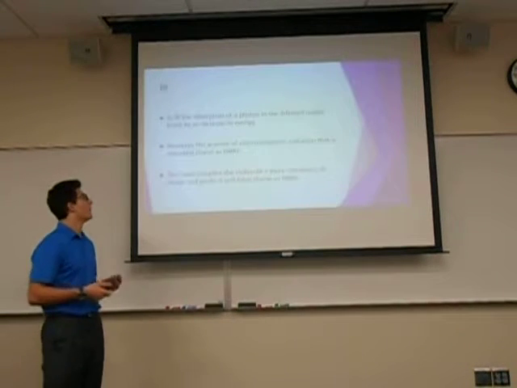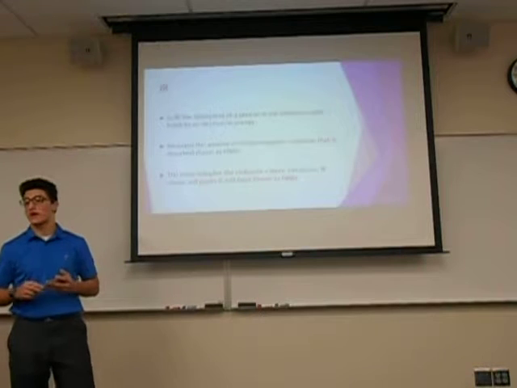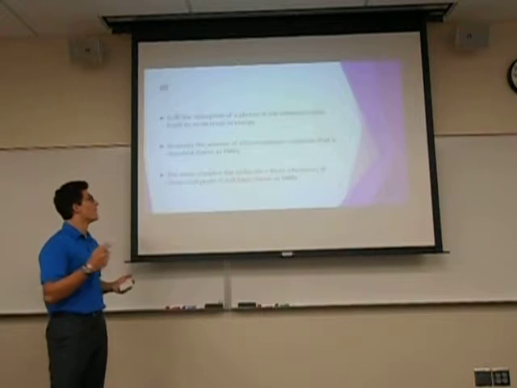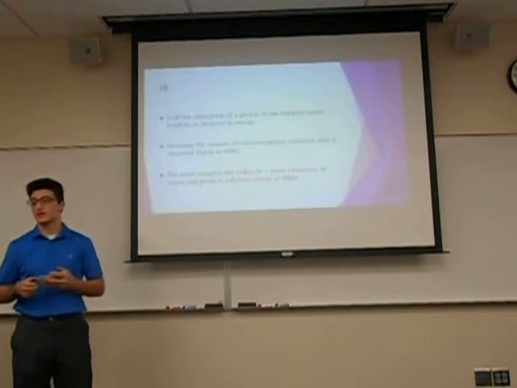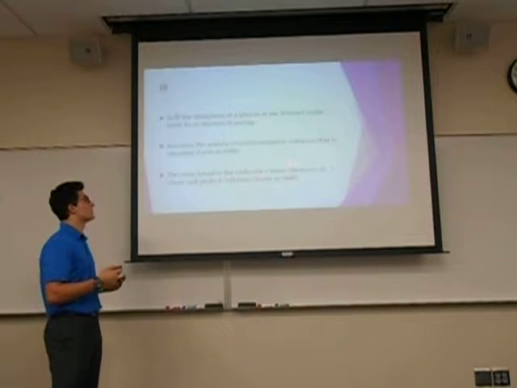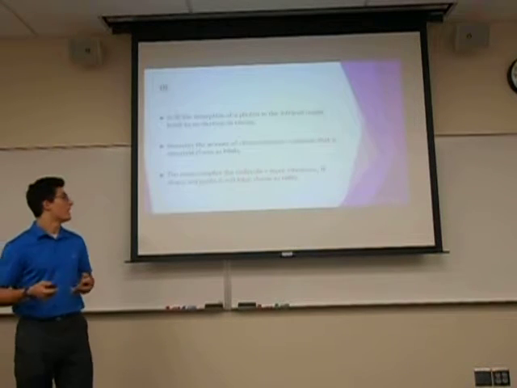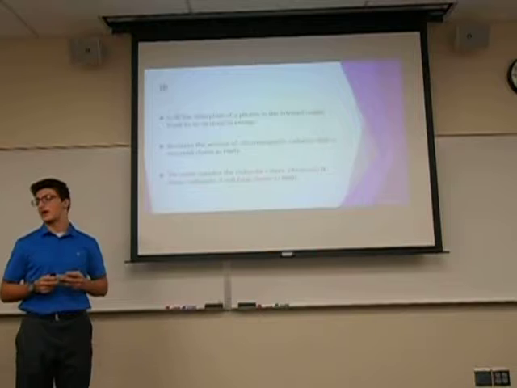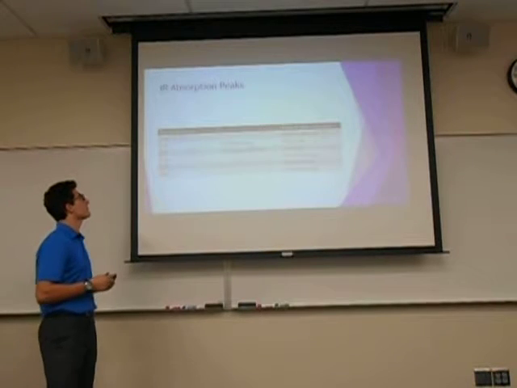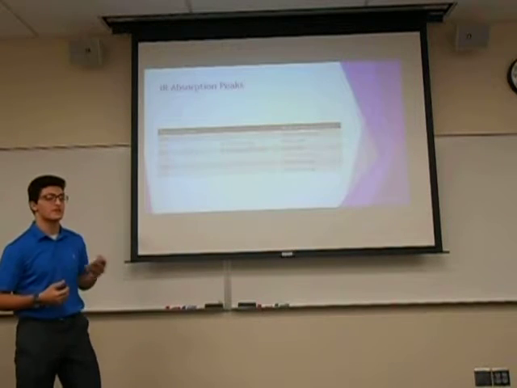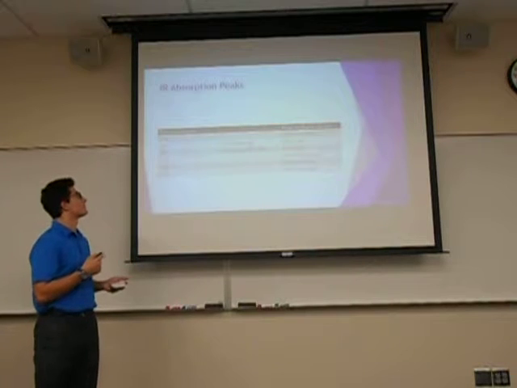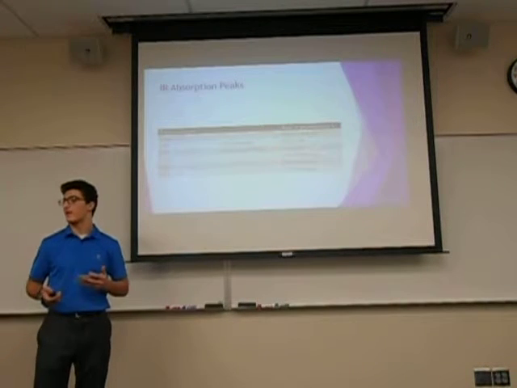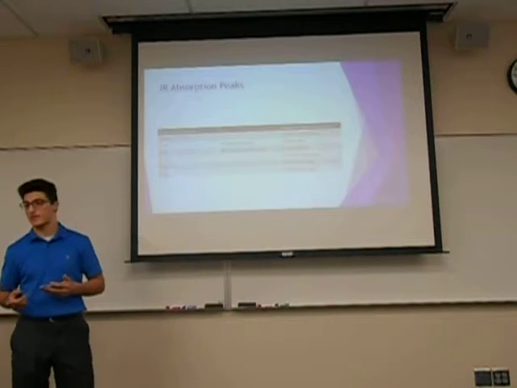IR is next. What is IR? IR is the absorption of a photon in an infrared region, which leads to the increase in energy. And the next two, about electromagnetic radiation and the complex molecules, are the same as your NMR. Alright, so this chart here is given to you. This shows the functional groups and how to identify them with their absorption range in your IR spectra.